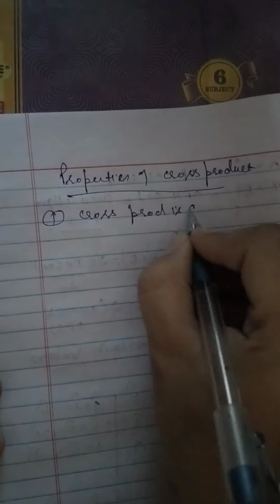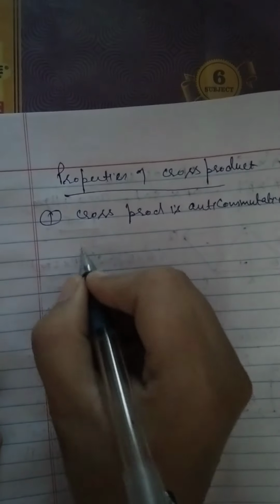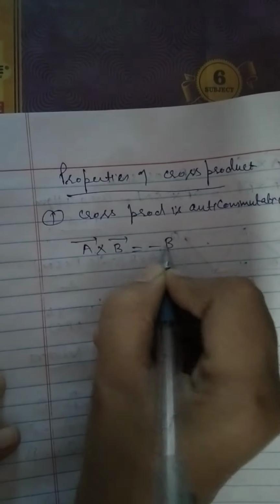Next is properties of cross product. First property is cross product is anti-commutative. Anti-commutative means A cross B is equal to minus of B cross A.